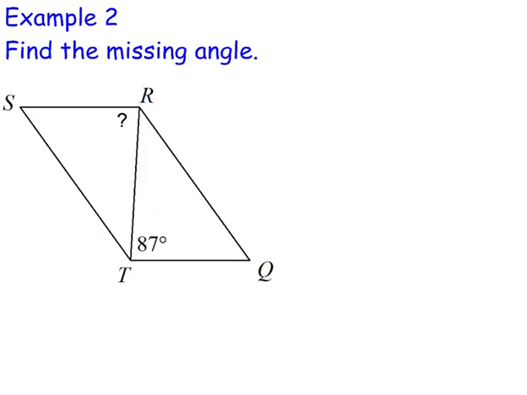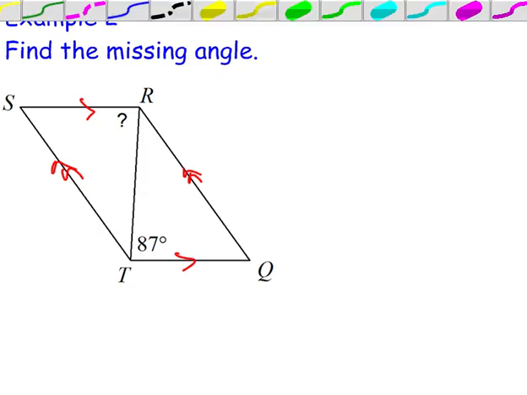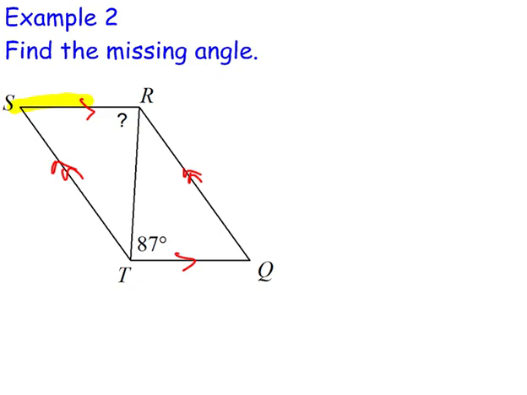Example 2 says find the missing angle. And again, this is a parallelogram. SR is parallel to TQ, and ST is parallel to RQ. So since this is a parallelogram, and we know that this line is parallel to this line, and then we have a transversal here, we have alternate interior angles. Remember those?